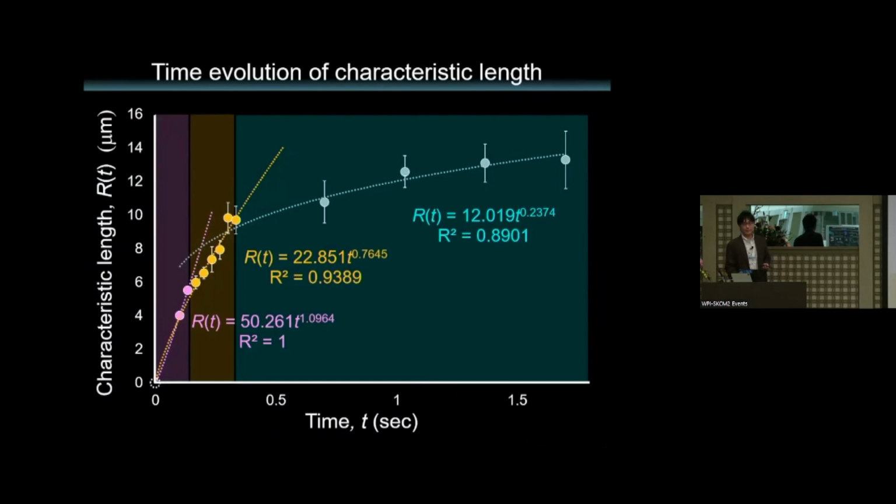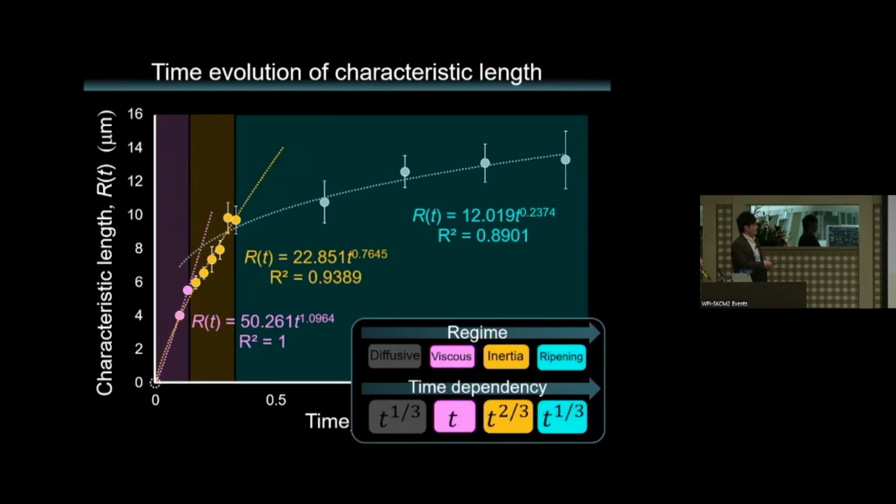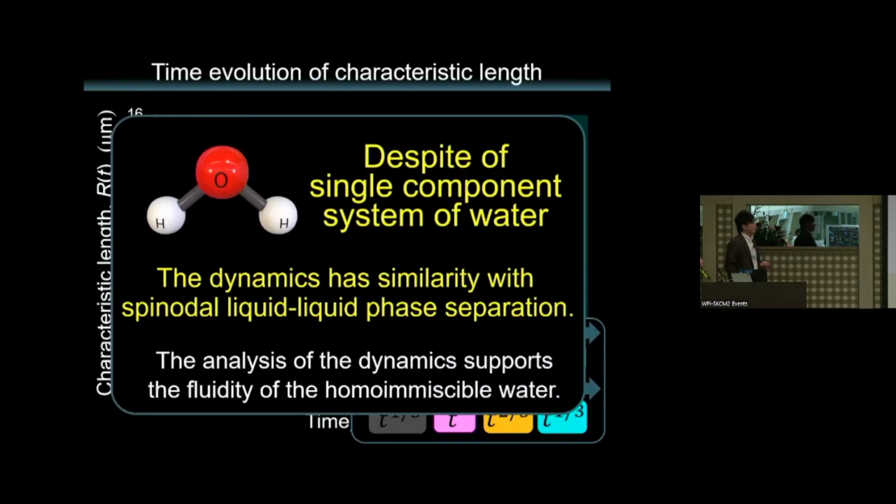And these powers are very similar to those in the viscous regime, the inertial regime, and the ripening regime. So this means that despite the single-component system of water, the dynamics has similarity with spinodal liquid-liquid phase separation. Although I do not insist this is a spinodal liquid-liquid phase separation, there is a similarity with it. Also, the analysis of the dynamics supports the fluidity of the homoimmiscible water.